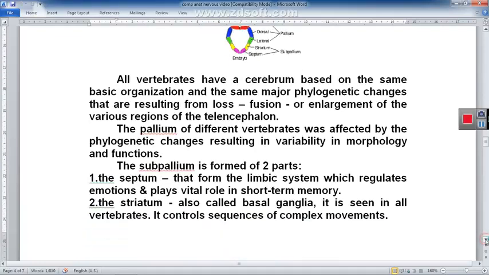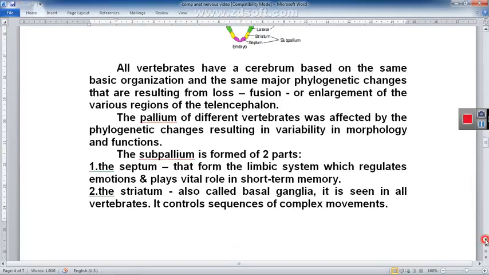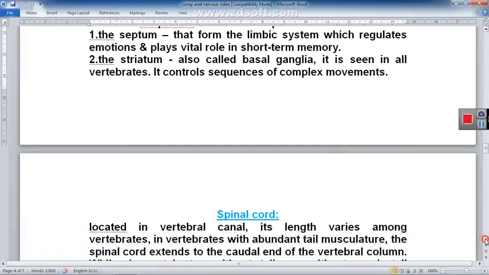The subpallium, which is formed of striatum and septum: usually the septum will form the limbic system that is related to regulation of emotion and memory that is important for complicated behavior, while the striatum will form the so-called basal ganglia that is related to control of complex motor activity or complex movement. Higher vertebrates.